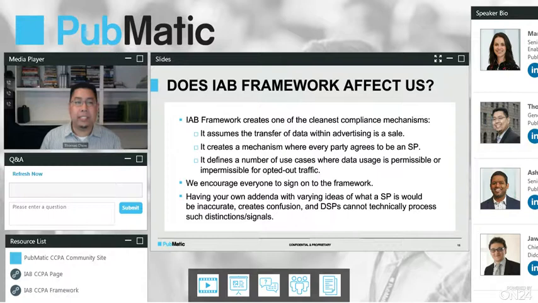Finally, it creates certainty around what uses of data are actually okay and which ones aren't. For example, creating audience segments is never okay. And the IAB LSPA, the Limited Service Provider Agreement, has granular information on what is and is not allowed. So at the end of the day, I encourage everyone to sign onto the framework. Circulating your own data protection addenda with conflicting ideas of what a service provider can do is, number one, false. Number two, it's unworkable for DSPs who can't understand what they're receiving from an SSP and process that in a real-time bidding transaction. And number three, it does not really ultimately protect you.